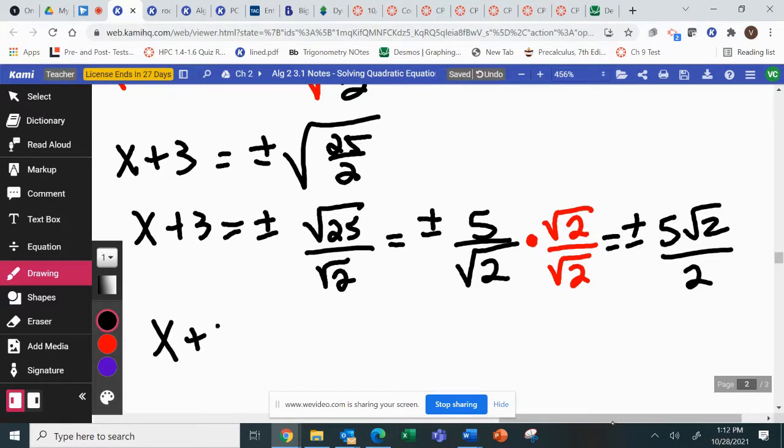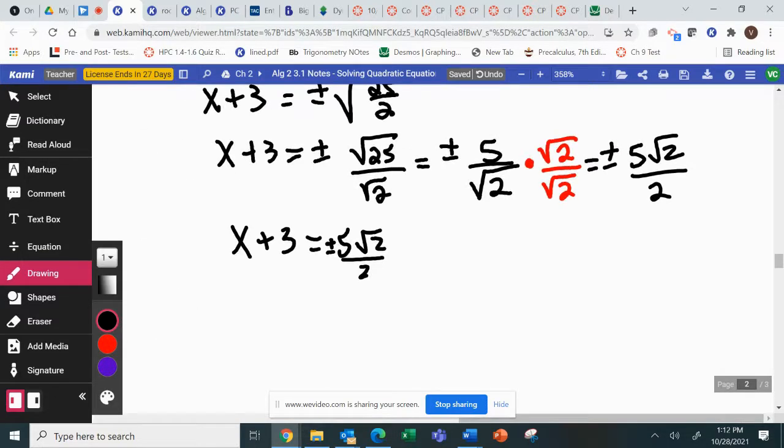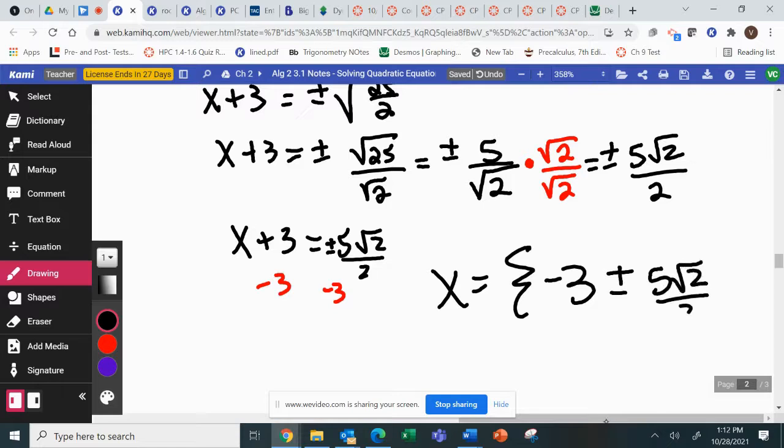So now I have x + 3 equals plus or minus 5 square root of 2 over 2. And then my last step, I'd have to take away 3. And we would have that x equals -3 plus or minus 5 square root 2 over 2. Now I put those in fancy brackets because there are 2 answers there. And they're not ordered pairs. They're just x equals.